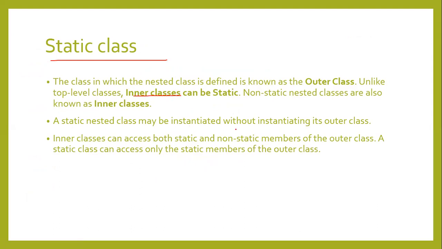A static nested class may be instantiated without instantiating its outer class. Inner classes can access both static and non-static members of the outer class. A static class can access only the static members of the outer class. Okay. So if you have to access the inner class, then you need to create the object of the outer class. But if the inner class is static class, then instantiating the outer class is not necessary. So this is one advantage. And the inner classes can have access to both the static and non-static members. But if the inner class is a static class, then it can only access the static members of the outer class. So this is how static classes work.